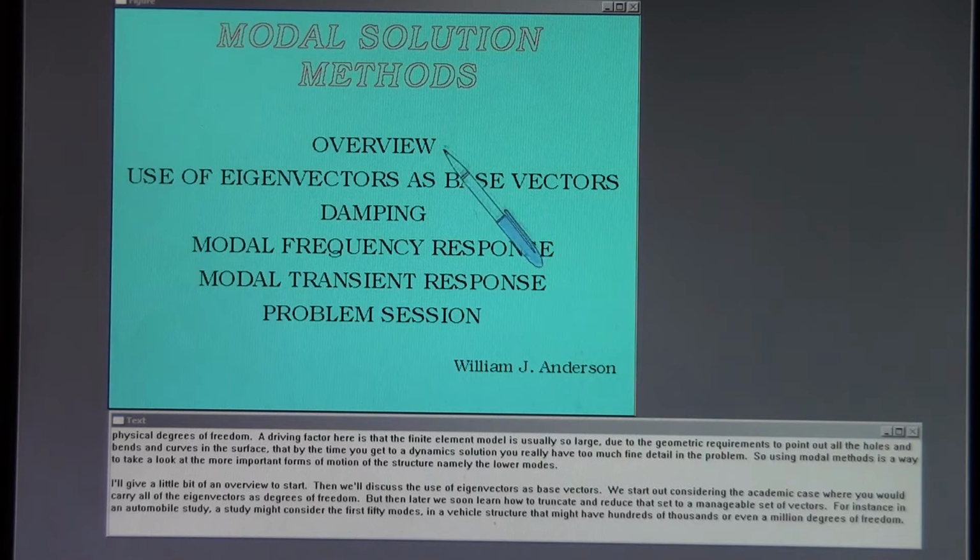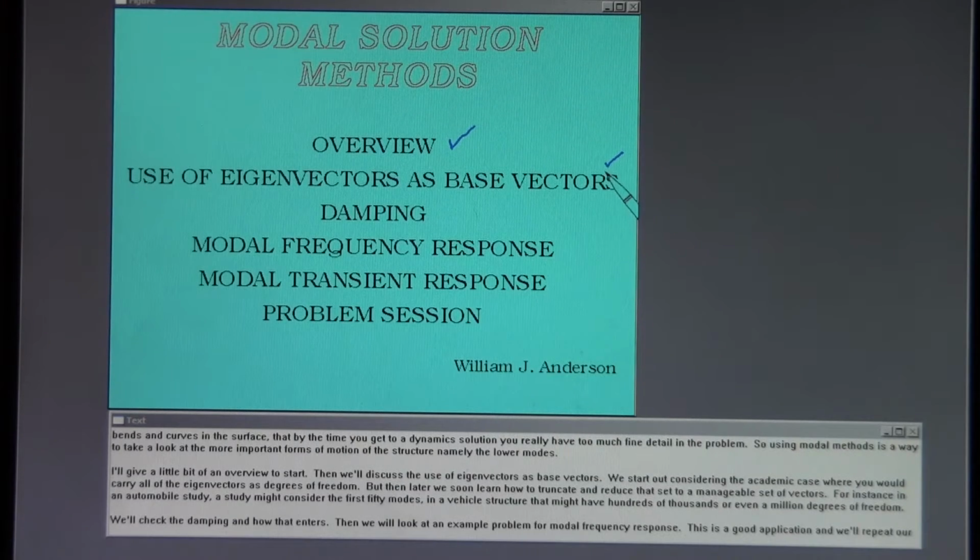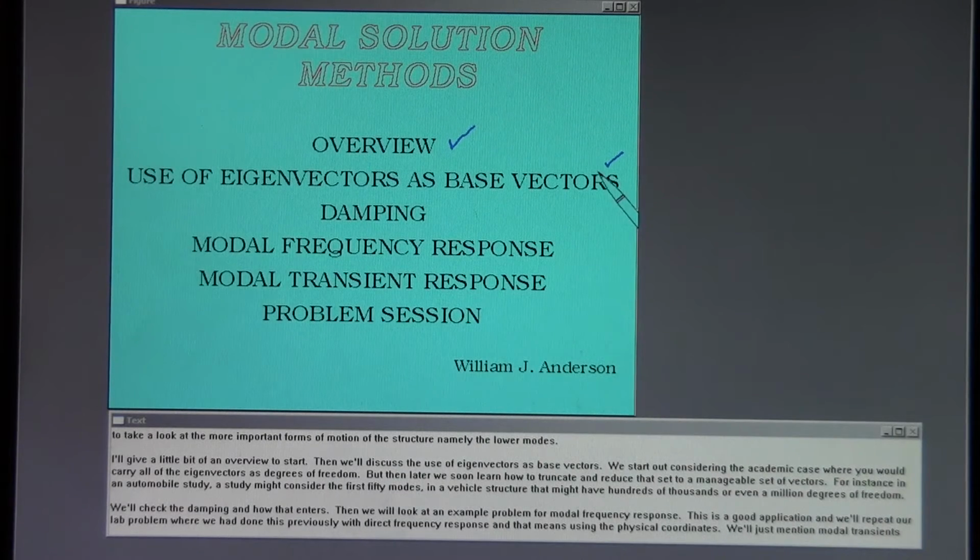I'll give a little bit of an overview to start. Then we'll discuss the use of eigenvectors as base vectors. We start out considering the academic case where you would carry all of the eigenvectors as degrees of freedom. But then later we soon learn how to truncate and reduce that set to a manageable set of vectors. For instance, in an automobile study, a study might consider the first 50 modes in a vehicle structure that might have hundreds of thousands or even 1,000,000 degrees of freedom.